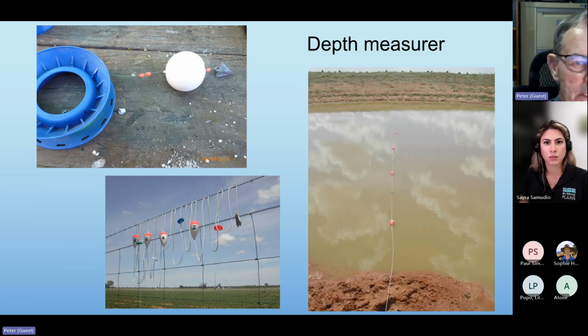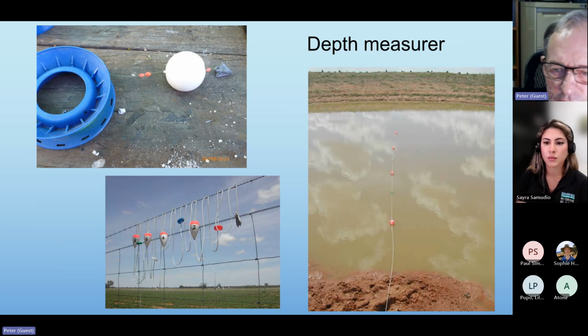How do you measure the depth in the dam? It's not too hard to measure the length and the width. You can pace those out, or if you've got a long tape, you can use that. To measure the depth is a bit more tricky if you don't want to go for a swim or a wade.